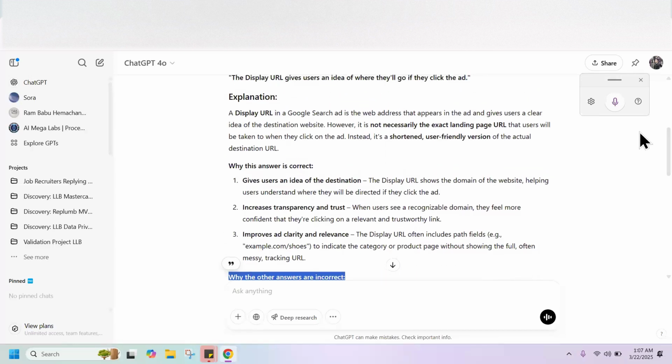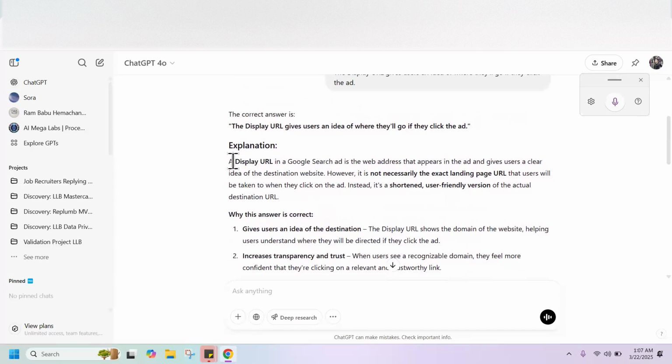Okay, but even according to the correct answer, a display URL gives a clear idea of the destination website. However, it is not necessarily the exact landing page URL that users will be taken to when they click the ad. Yes. So I could run an ad and put my URL as www.chess.com, and when they click that, it redirects to www.rafichowdhury.com. Yes, you can do it, but this is technical.